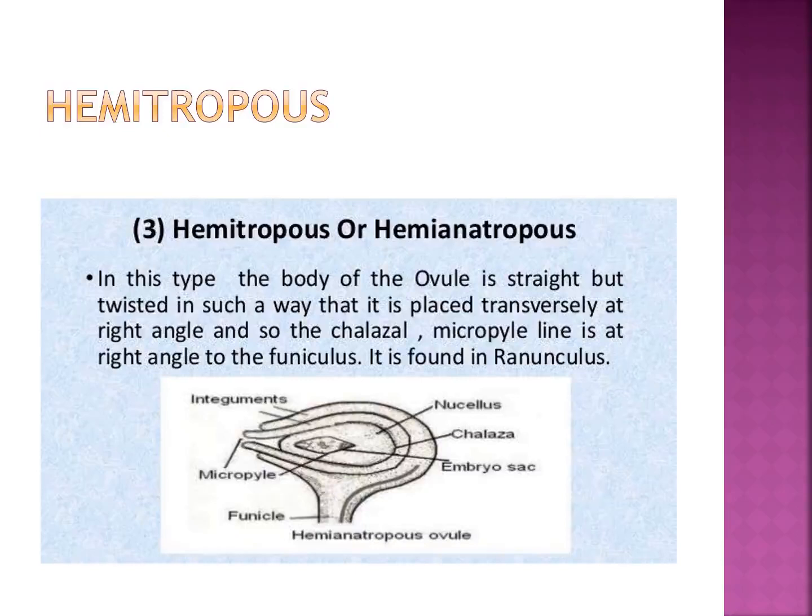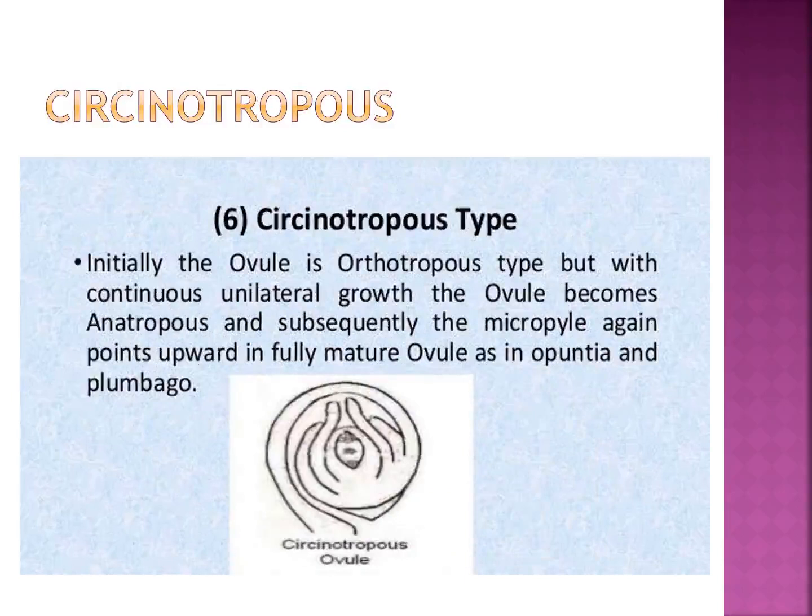Next one. The campylotropous type. Initially the ovule is orthotropous but with continuous unilateral growth. Uni means unilateral, single. It becomes anatropous, and subsequently the micropyle again points upward in the fully mature ovule. Mature means fully developed, at the right stage.